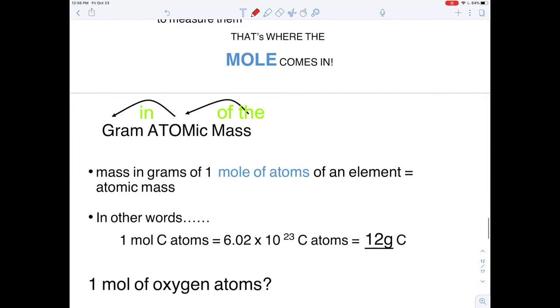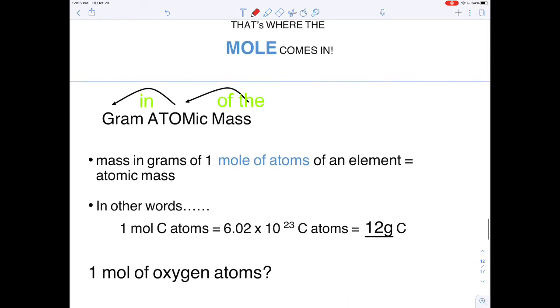So what do we mean by that? First, you have to understand what the mole is in relation to different elements. So if you find carbon on the periodic table, you'll find that the mass in grams of 1 mole of atoms is equal to its atomic mass. So in other words, remember 1 mole of anything is equal to this many, in this case atoms. That's Avogadro's number. So 1 mole of anything is 6.02 times 10 to the 23rd atoms, but it's also equal to this number here, the 12 grams of carbon. Okay?